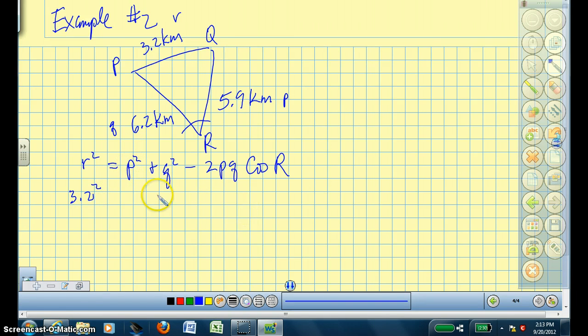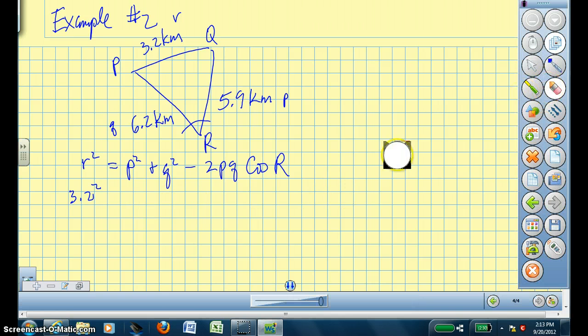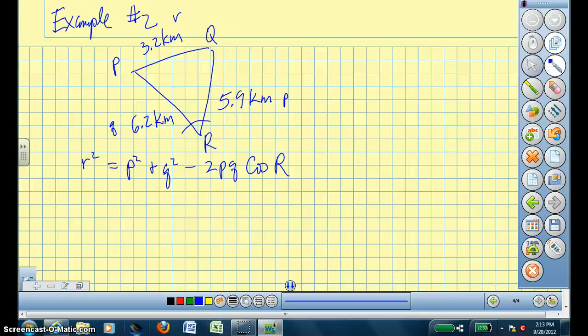Let me do this a different way. Let me rearrange all the letters first, and then let's try and solve this. Okay, I'm going to do something very, very quick, without showing all of the algebra, but you should by now know that if you move something from this side of the equation to the other side of the equation, it changes sign. So notice how there's a negative sign in front of this 2pq cos r, and it's understood that this r squared is positive.